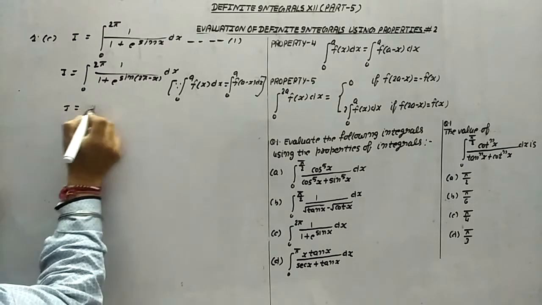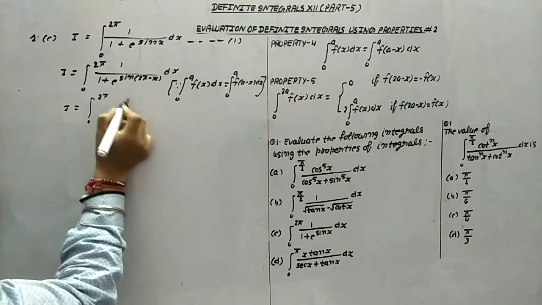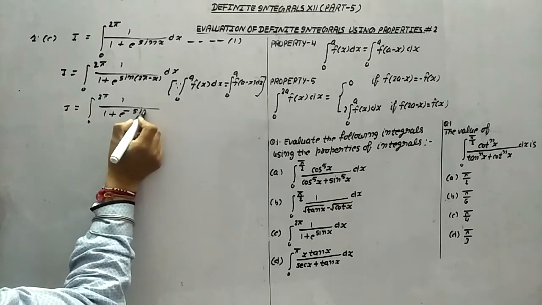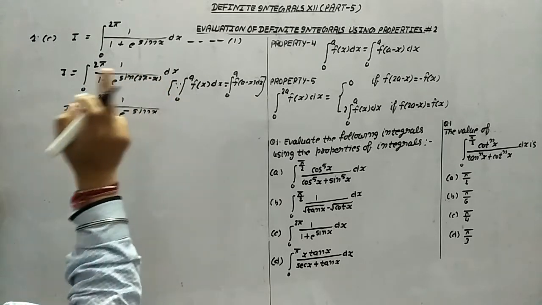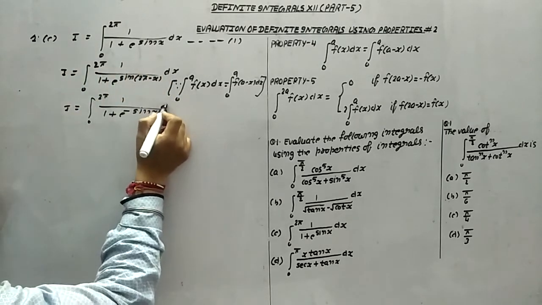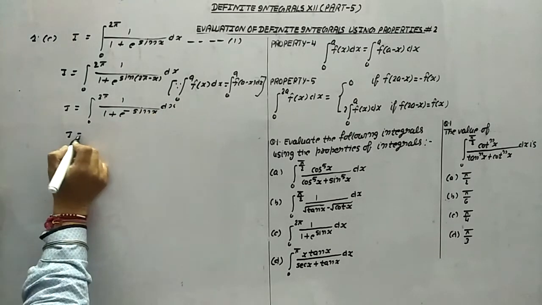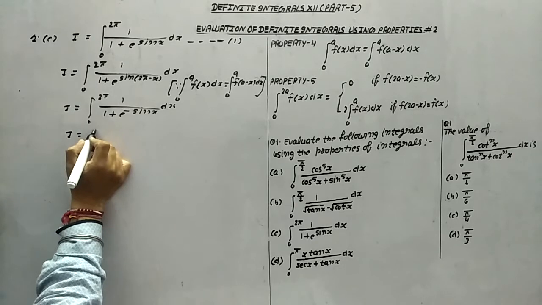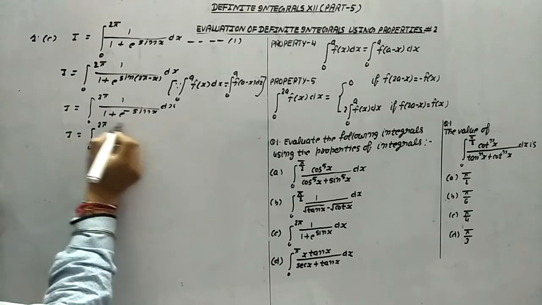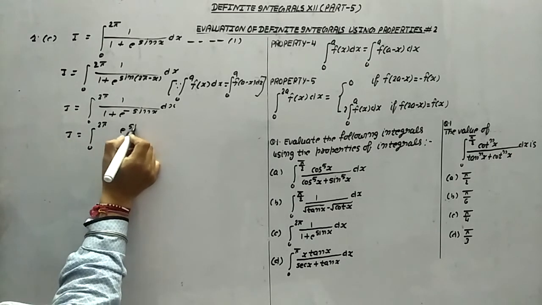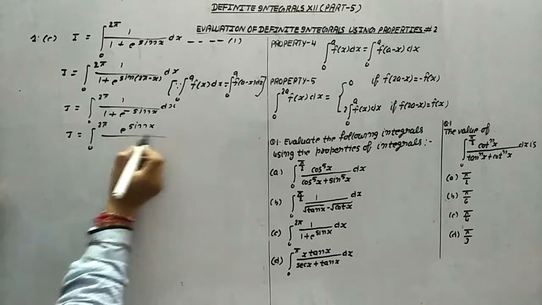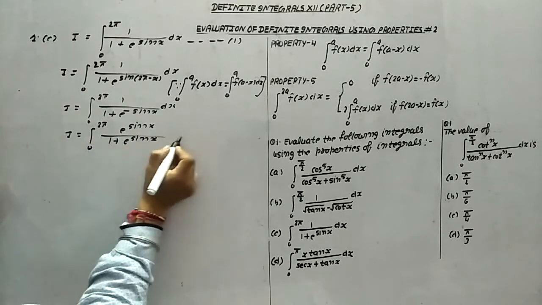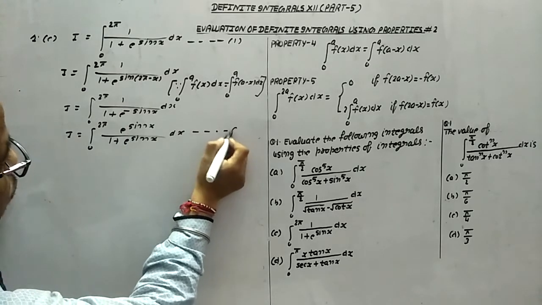Now I is equal to the integration from 0 to 2π of 1 upon 1 plus e raised to the power minus sin x, because sin(360° minus θ) means minus sin θ. Now I is equal to, once we take e raised to the power sin x common, the integration from 0 to 2π of e raised to the power sin x upon 1 plus e raised to the power sin x after taking common. So this is equation number 2.